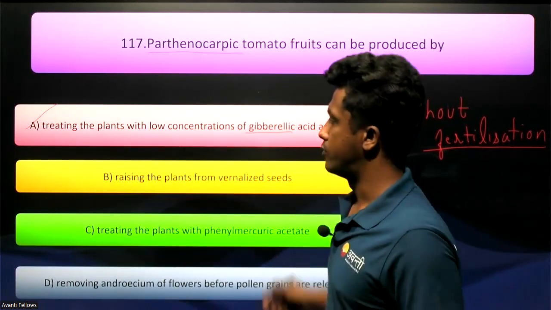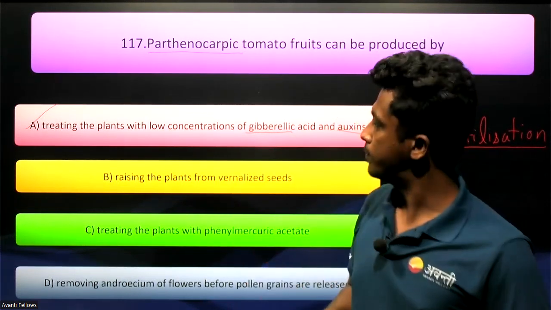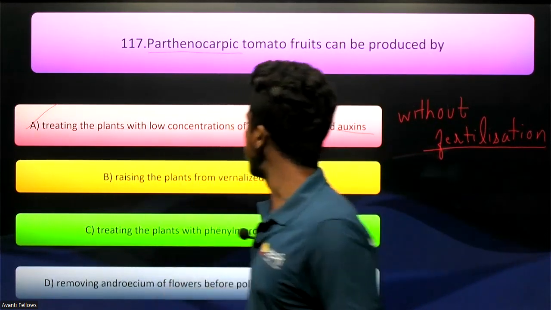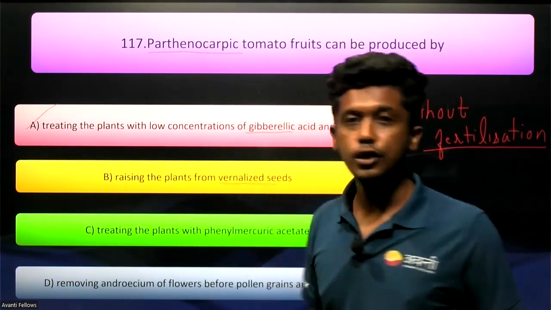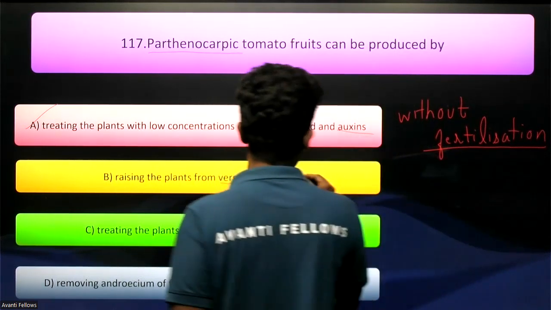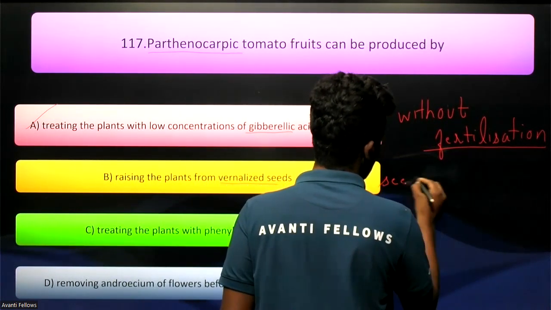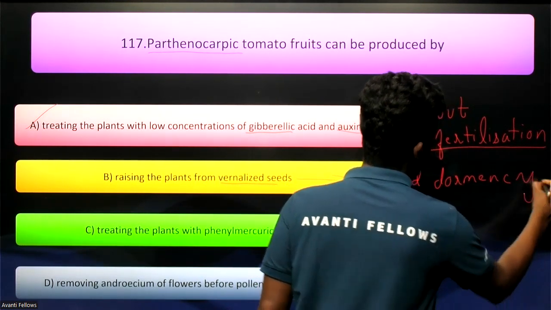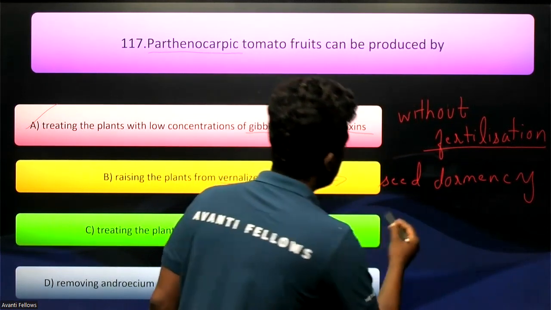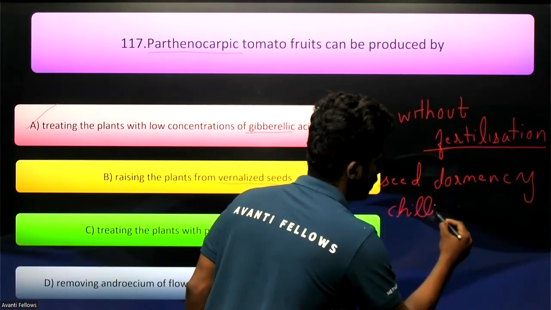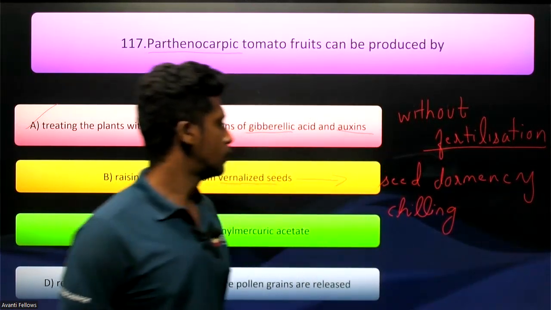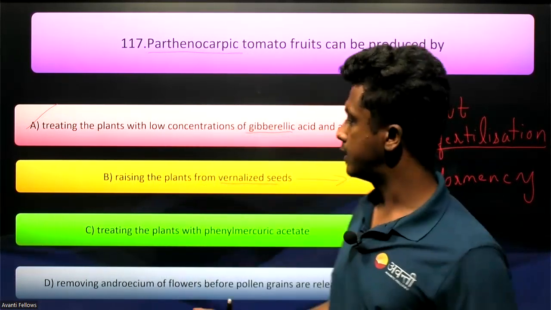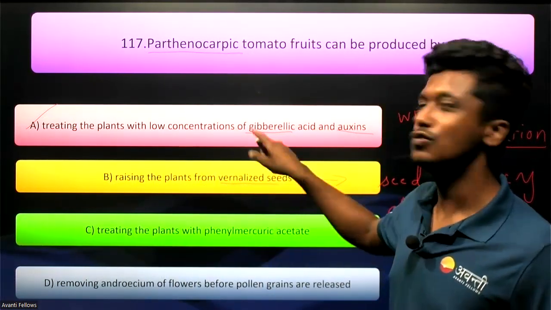Coming to the other options, they might confuse you because of the words or because of confusion in the concept. So let's look at them. Raising the plants from vernalized seeds. What is vernalization? Vernalization is a process of breaking seed dormancy. How do we do it? We break the seed dormancy by chilling the seeds. When the chilled seeds are taken out and put in normal conditions, the seed breaks its dormancy. That is called vernalized seeds.